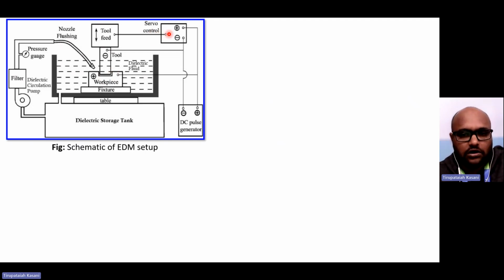Here, this is the servo controller. Okay, this is the DC pulse generator, means the power supply from here to the servo motor control. Servo motor control will be helpful to feed this tool in a precise manner, either upward or downward. Means the control of this tool feed is completely controlled by this servo control. Okay, of course, this is the power supply. As the power supply, this is one connection plus, and this is the tool, that is connection negative, plus and negative. These are the two terminals to complete the circuit.